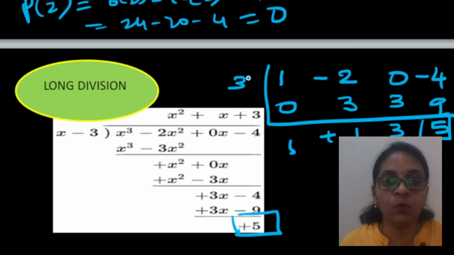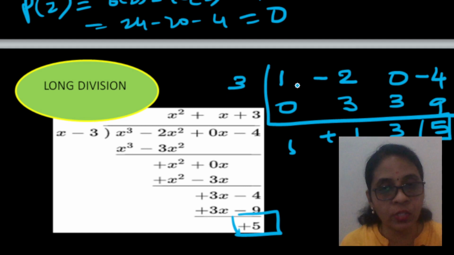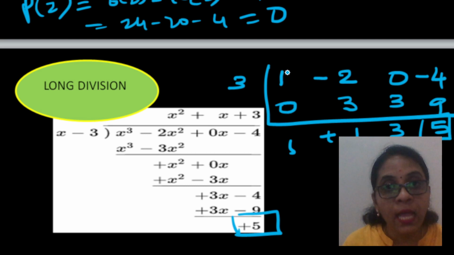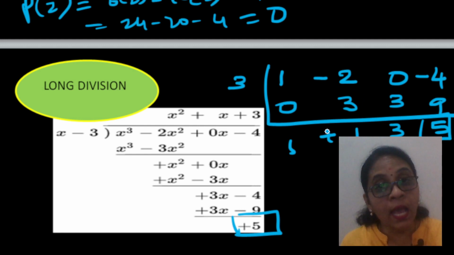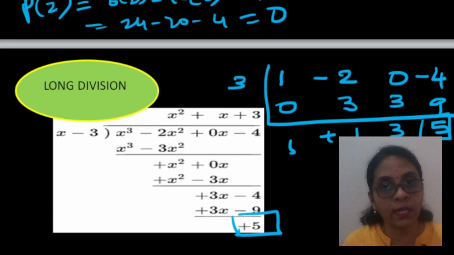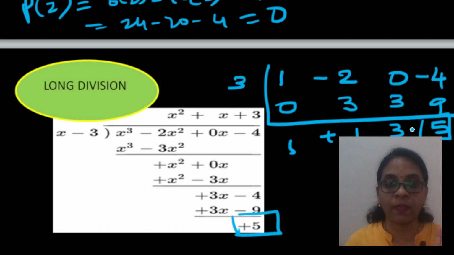Write this x value which is 3 or minus 3 or whatsoever. Your first step starts with writing 0 under the first coefficient. Add 1 and 0, you get 1. Then you multiply 3 with 1, you bring it down to the next term. Now add again these two terms, write the answer as plus 1. Now 3 into 1, write here 3. Again add this 0 and 3, you get again 3. 3 into 3, 9, minus 4 plus 9 is 5.